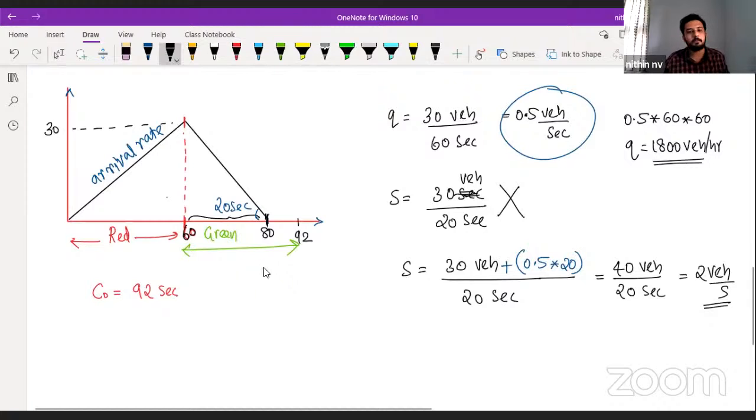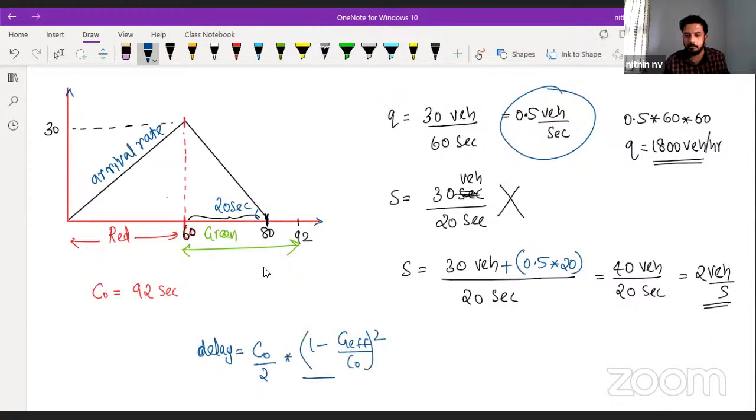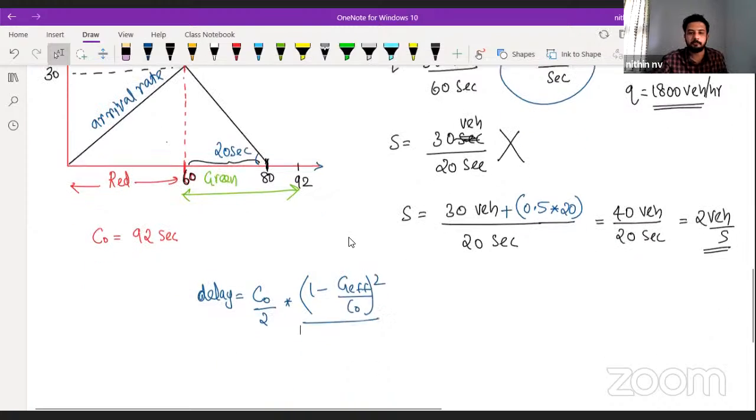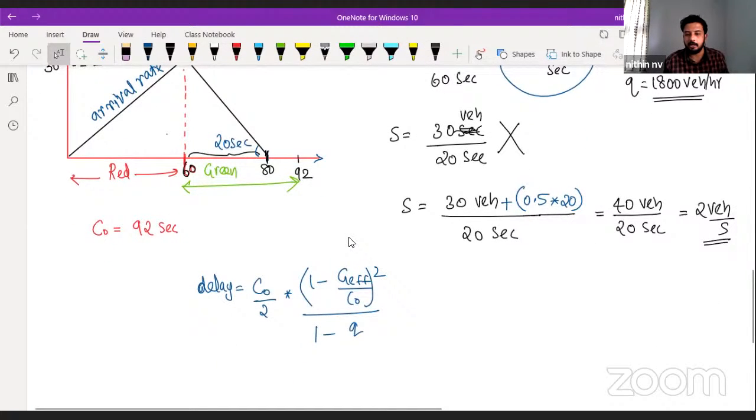Is it clear, everyone? Now, in such a type of question, I told you in the previous case, we can use that equation corresponding to C naught only. If they are giving such a type of data, then we can easily calculate delay using the normal equation: C naught by 2 into 1 minus G effective by C naught, the whole square, divided by 1 minus Q by S. Everyone calculate and tell me what answer you are getting.